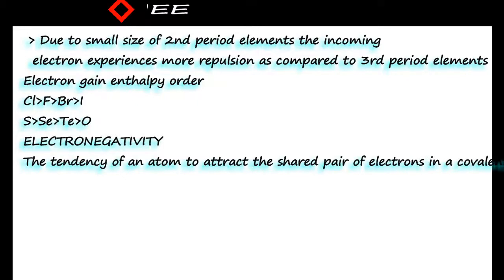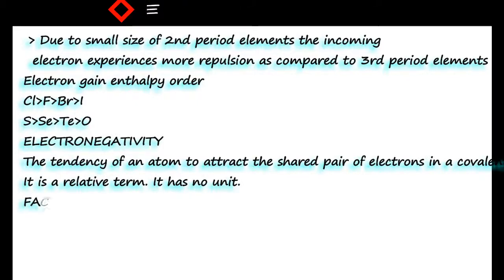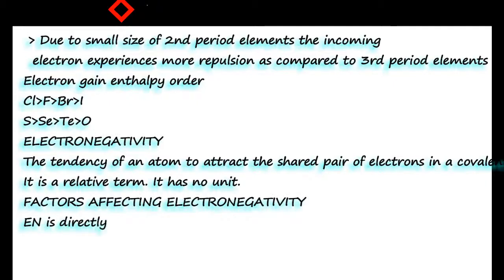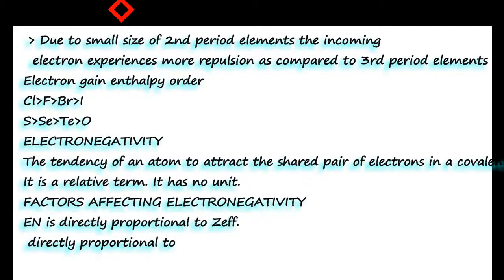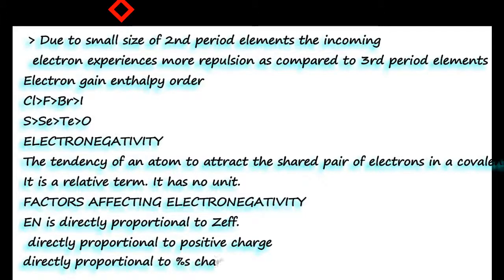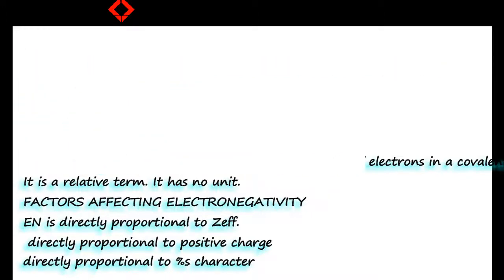Electronegativity. The tendency of an atom to attract the shared pair of electrons in a covalent bond is known as its electronegativity. It is a relative term, and note it has no unit. Factors affecting electronegativity. It is directly proportional to Z effective, directly proportional to positive charge, and is also directly proportional to the percentage S character.